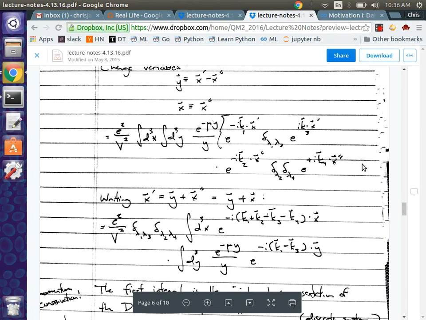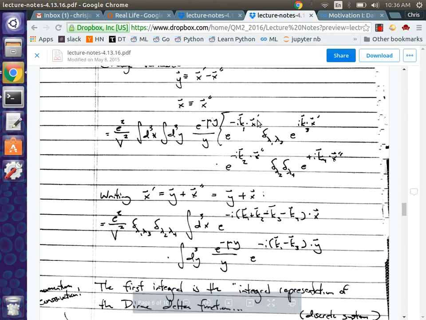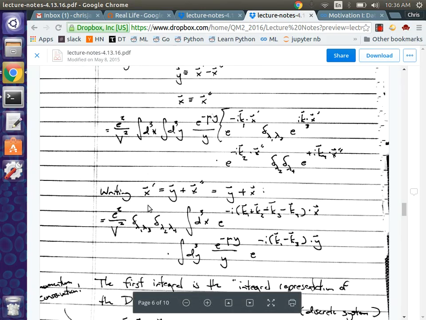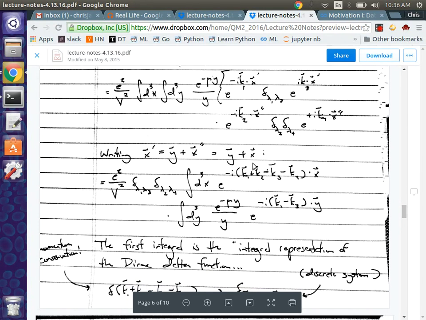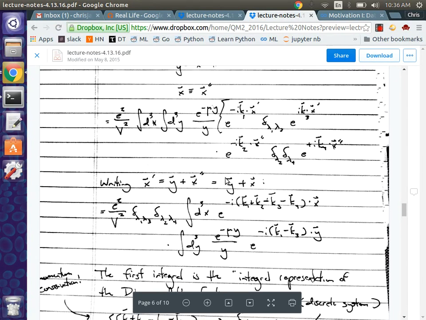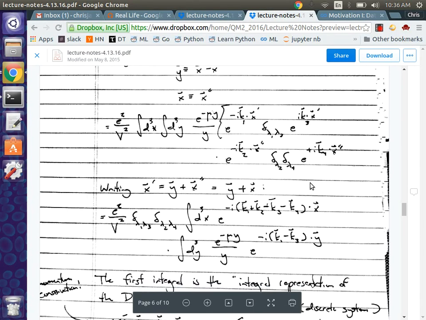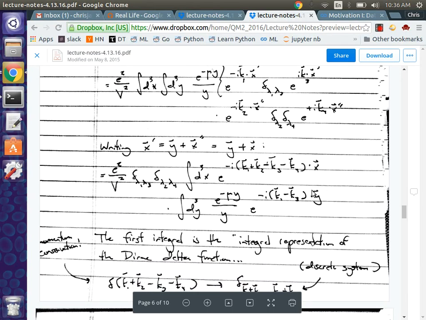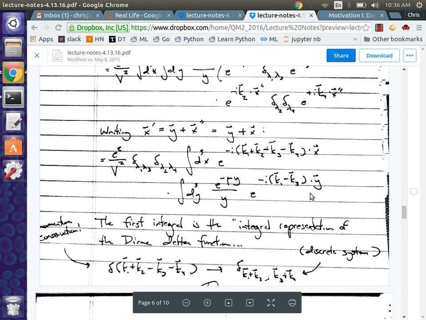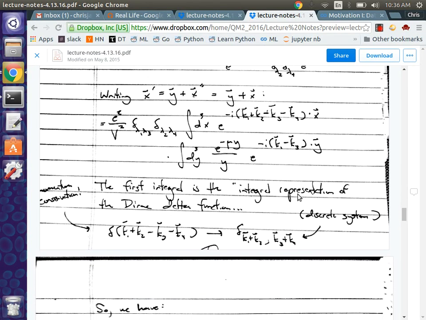Now here, I have y and x prime, and like I said, I write it in terms of y and x. And so then I can combine everything, so I'll have everything in terms of x or y. Let me combine everything that's being dotted into x and everything that's being dotted into y. You can see that the x term has all four factors of the momentum, where the y term just has the K1 and K3.